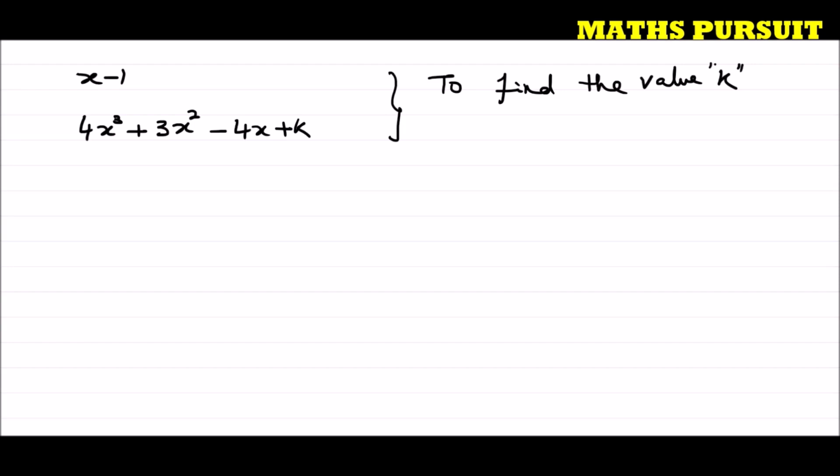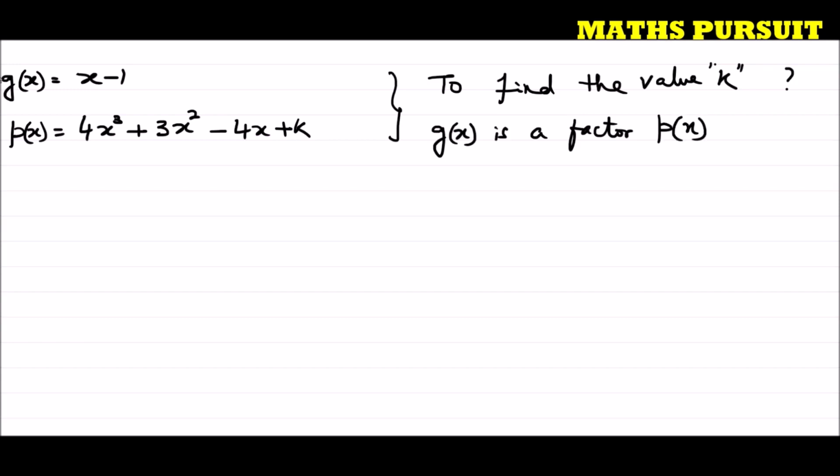The question is asking us to find the value of k if x minus 1 is a factor of 4x to the power 3 plus 3x to the power 2 minus 4x plus k. So let us assume that g(x) is equal to x minus 1 and p(x) is equal to 4x to the power 3 plus 3x to the power 2 minus 4x plus k. And the question is telling us that g(x) is a factor of p(x).